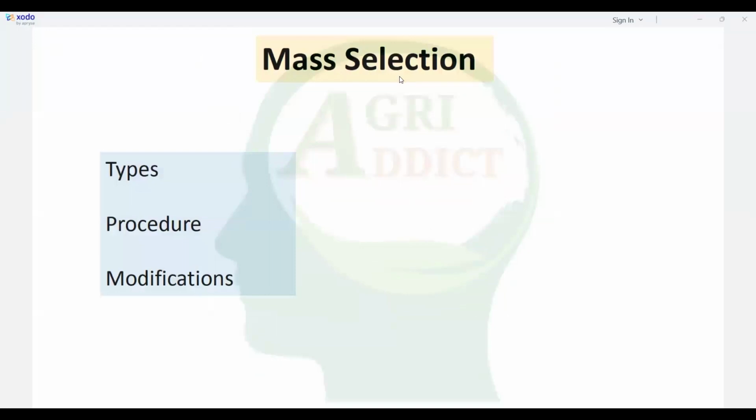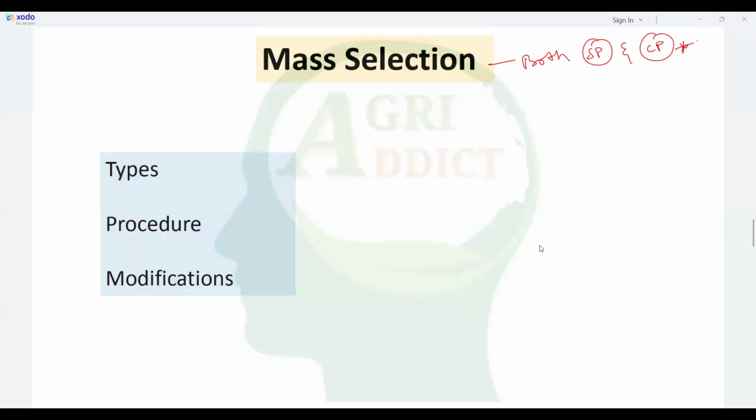So now you just said that pure line selection is practiced only in self-pollinated crops. So what about mass selection? Both. Mass selection can be practiced in both self-pollinated as well as cross-pollinated crops. Okay, so we'll see what are the different types of mass selection, what is the procedure, and then the modifications. There are a few modifications to mass selection. We'll just touch upon them.